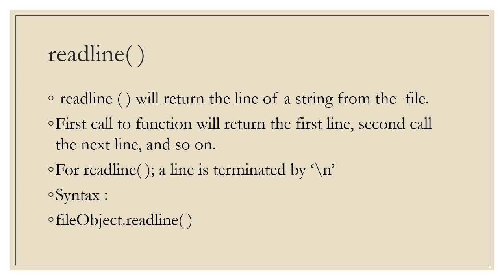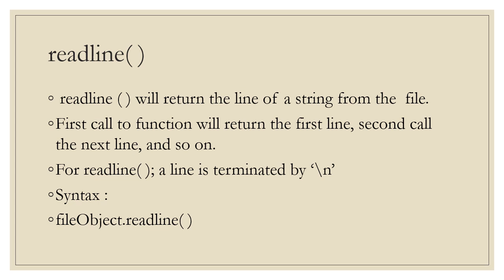For the readline function, a line is terminated by \n. The newline character is also read from the file and postfixed in the string. When the end of the file is reached, readline will return an empty string. That is the definition of the readline function. The syntax of the readline function is file object dot readline().